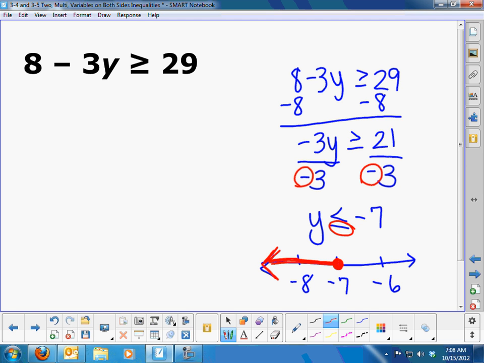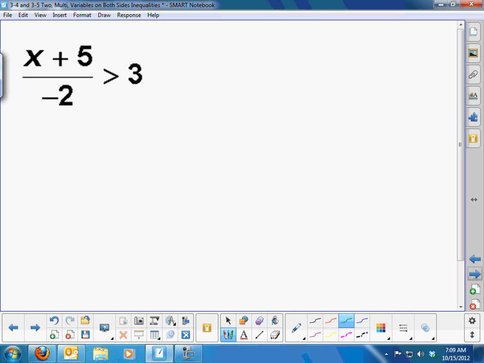Okay, now I'm going to test a number and make sure that this is true. So if I plug in, let's see, a number smaller than negative 7 would be like negative 9. So if I plug that into my inequality, I have 8 minus 3 times negative 9, and I want to make sure that is greater than or equal to 29. Okay, well, negative 3 times negative 9, that gives me a positive 27. So 8 plus 27, is that greater than or equal to 29? Yes, it is. That is true. So I know I've shaded the right solution set. My answer to this inequality would be all real numbers less than or equal to negative 7. Make that true.